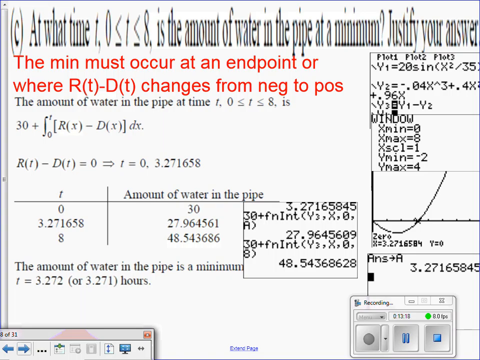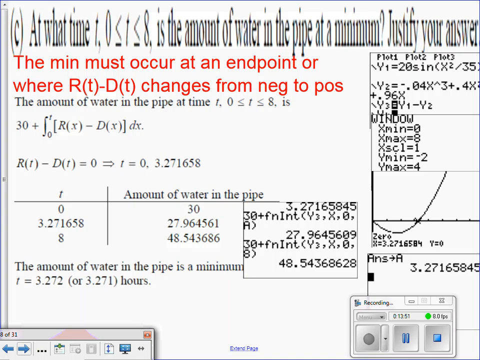You have to turn off your other functions by going to their equal sign and pressing enter. Make sure that your x's are right. You want to go from 0 to 8. And then you just have to see where it crosses from negative to positive. That's where the amount of water is going to have a relative min. I stored that in alpha A so I wouldn't have to type it again. But you have to write it on your paper. So either you're going to have a minimum amount of water at 0 or 8 or at 3.276.